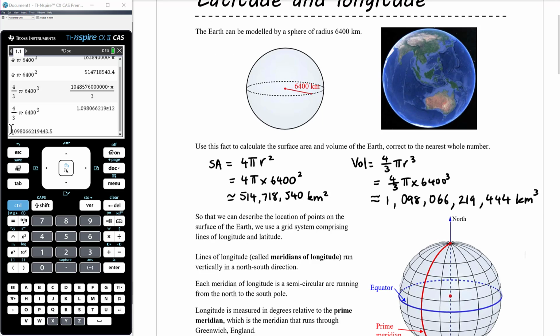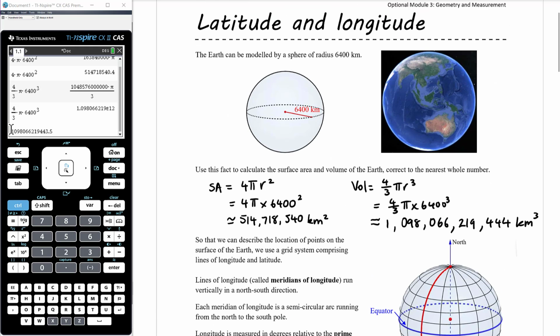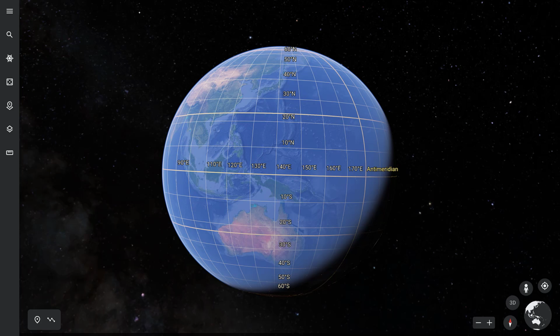Okay, let's get into the geometry of it, which is what we want to look at over the next couple of videos, and how we describe positions on the Earth. So I'm just going to jump across to Google Earth for a minute. Just give me a second. Okay, so here we are at Google Earth.